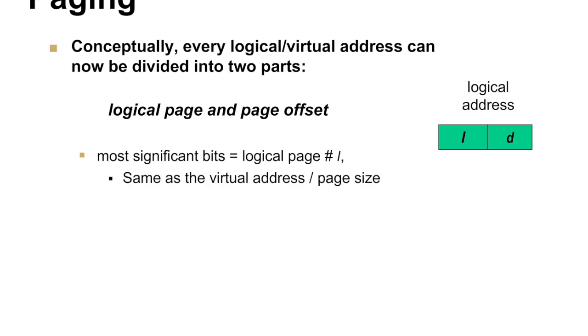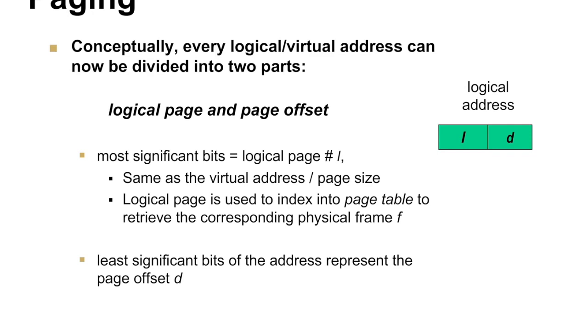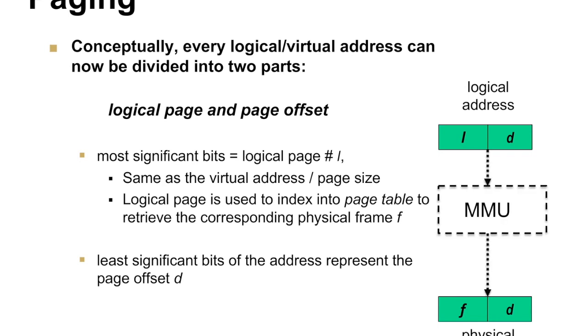That's the same as taking that whole virtual address and dividing by the page size. So essentially we're just shifting it down and using those bits. We use the logical page then as an index into the page table to retrieve the correct physical frame. And so now we can use the physical frame along with that page offset, and that's going to give us our physical address. It's the MMU that is responsible for translating from the logical address into that physical address.